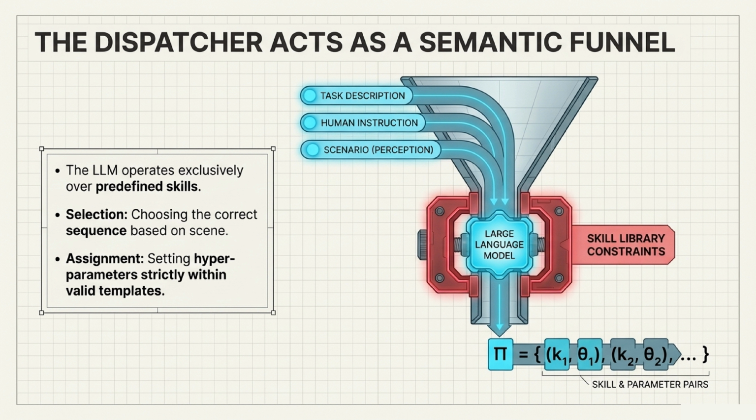When it's time to act, our dispatcher acts as a semantic funnel. It takes the task description, human instruction, and the perceived scenario, and funnels them into the large language model. The LLM operates exclusively over predefined skills. Its only job is to select the correct sequence based on the scene, and assign hyperparameters strictly within those valid templates we talked about. The output is a safe, validated sequence of skills and parameters.